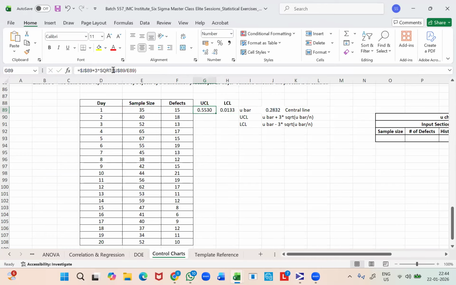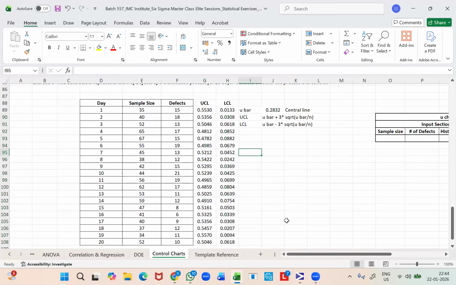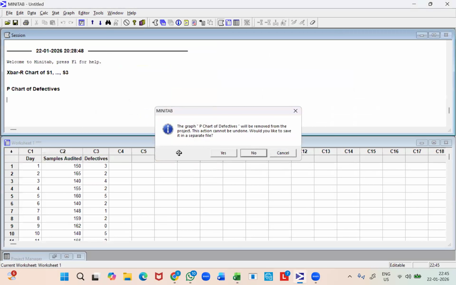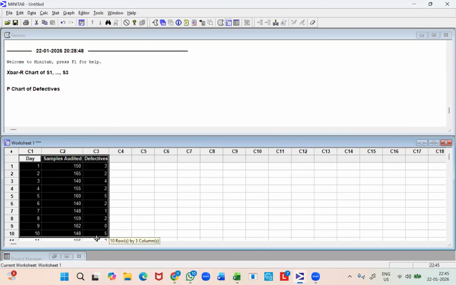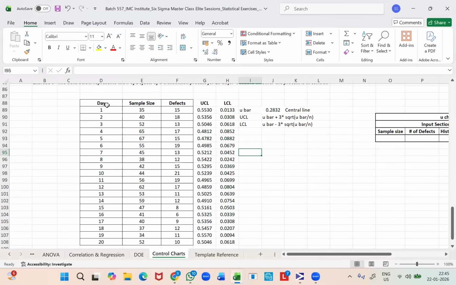That's it. So we can copy paste the formula for all the other days. Fine. So let me just copy paste the entire table in the Minitab worksheet and let me construct the U chart. Let me just erase this and then copy paste the entire table.